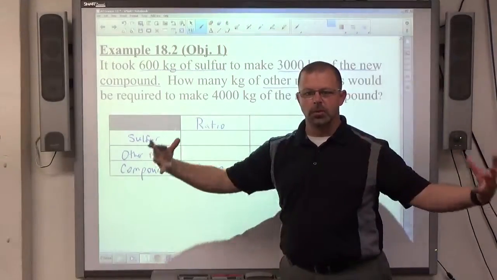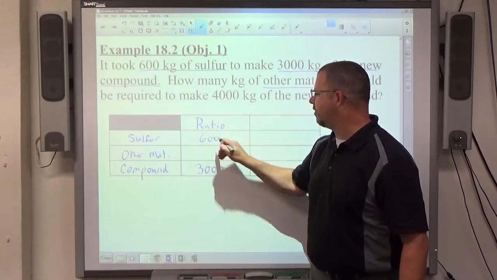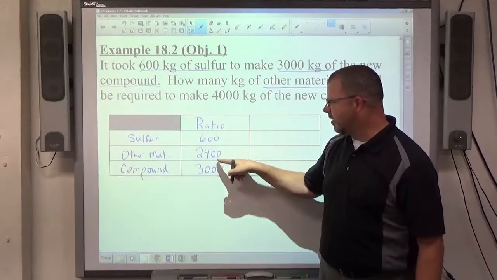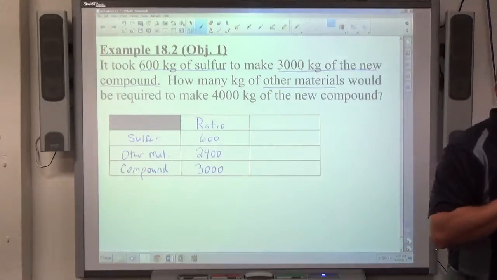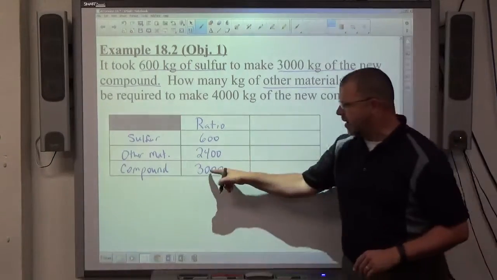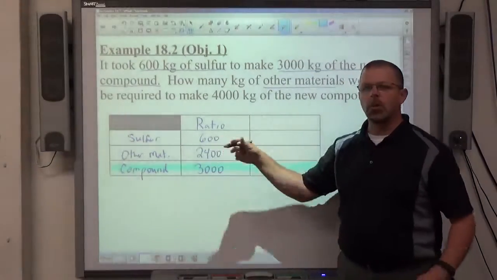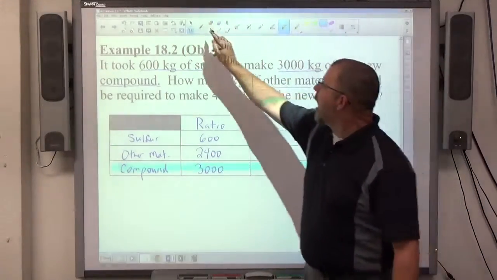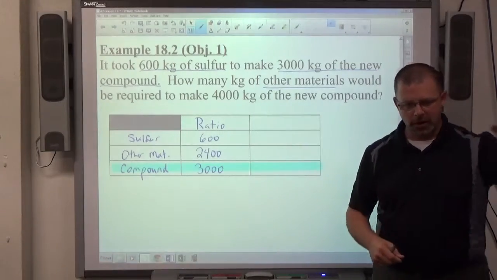So the initial creation of this compound is we're making 3,000. It takes 600 kilograms of sulfur, and that means it takes 2,400 kilograms of other materials. Again, this and this have to make that. So the 2 parts have to make the whole. All right? So I have a ratio of ingredients here that makes exactly this much compound. So again, the bottom row represents the end result of my experiment. The top 2 rows represent what I'm putting into the bowl to mix together to make the compound. All right, this recipe, and I looked it up in my book, it says, well, 600 kilograms of sulfur, done. 2,400 kilograms of other materials, done.